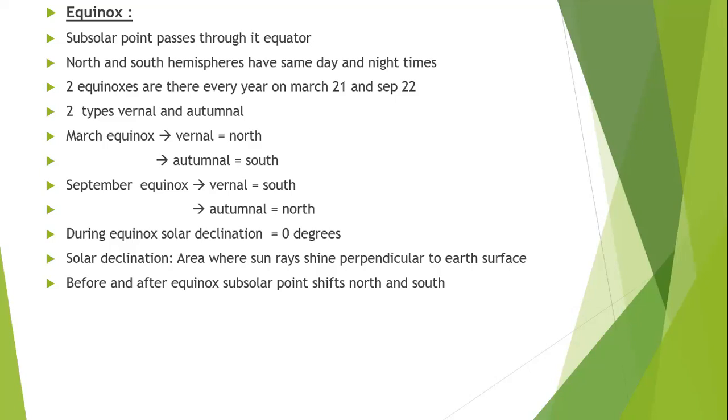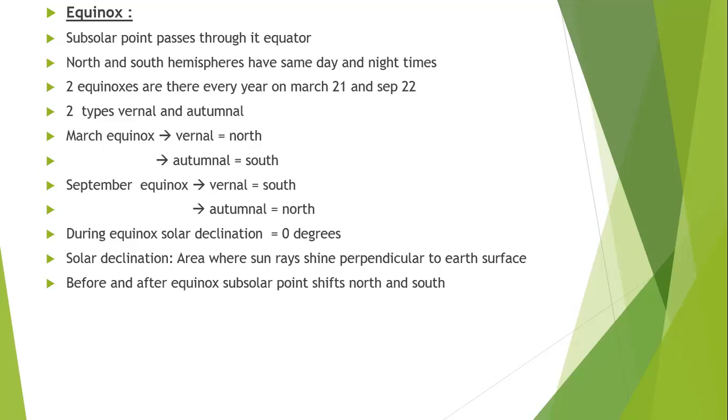So this will be at north, and the second, autumnal equinox, will be on south. This is called the fall equinox. So the March equinox is the vernal equinox in the northern hemisphere and the autumnal equinox in the southern. Okay, in March vernal will be in northern and autumnal will be in southern. And coming to the September equinox, the autumnal equinox will be in the northern hemisphere and vernal will be in the southern hemisphere.